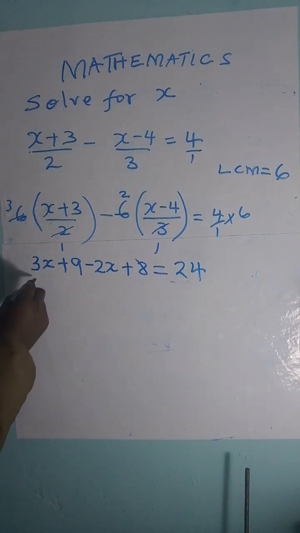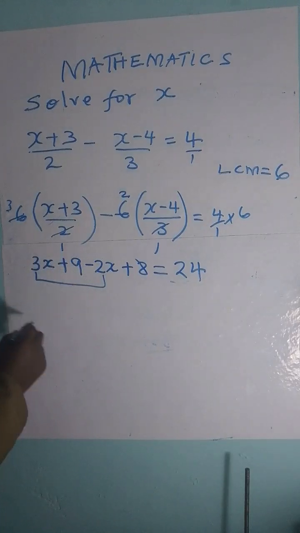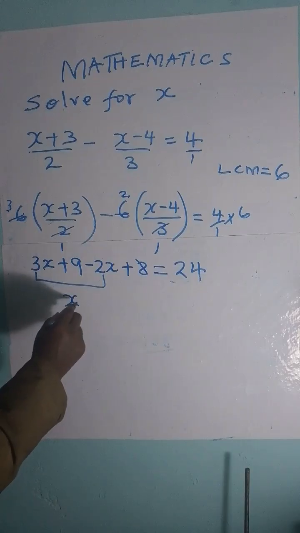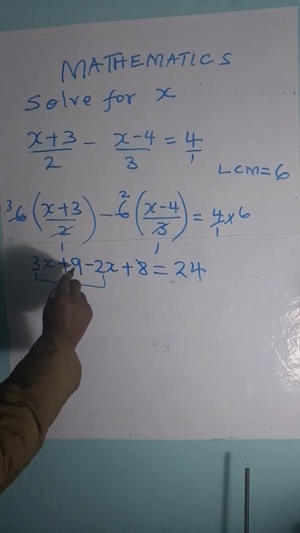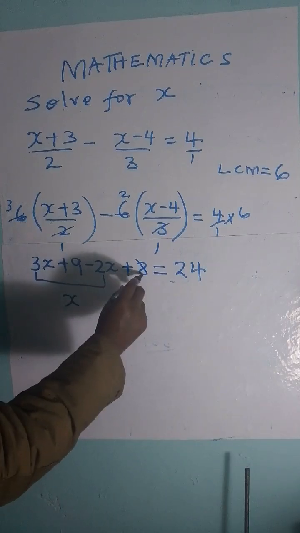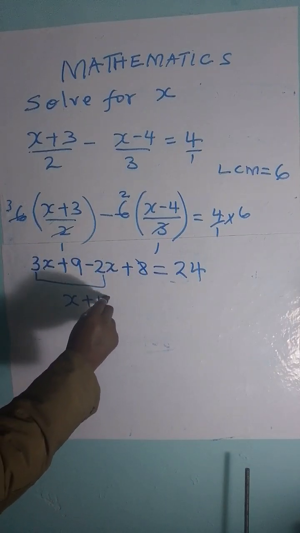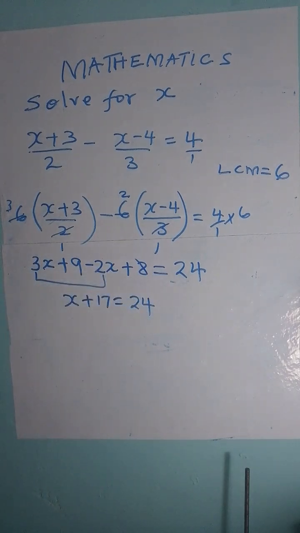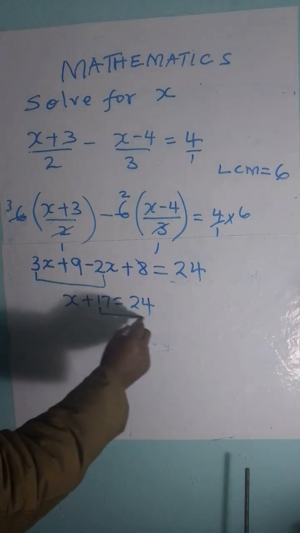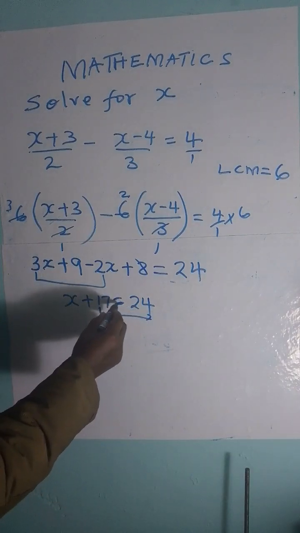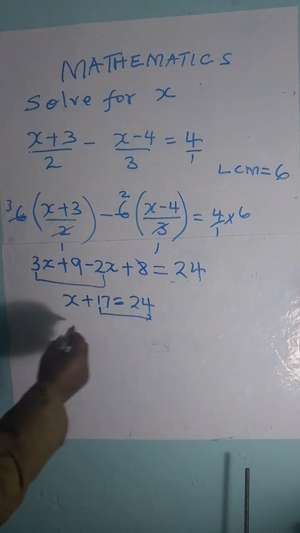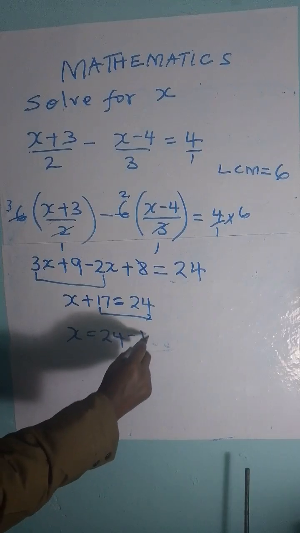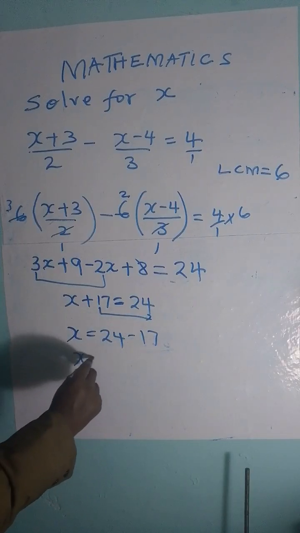Like terms together, bring this and this, they are like terms. That is 3x minus 2x, that is x. 9 plus 8, that is 17, is equal to 24. Continue grouping like terms together, bring this to the right side. Once it crosses the equal sign, it changes the sign. x is equal to 24 minus 17. x is equal to 7.